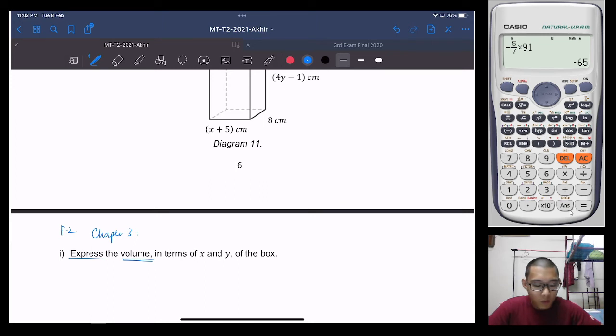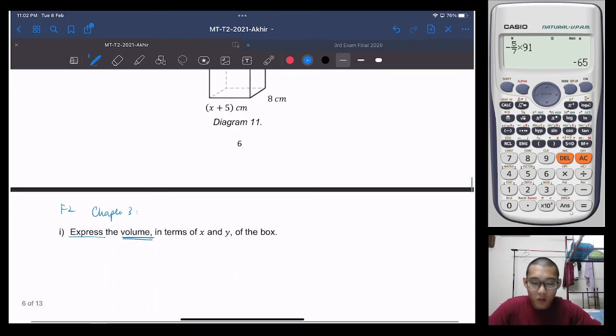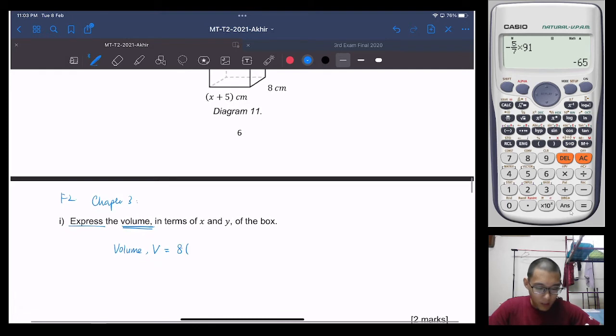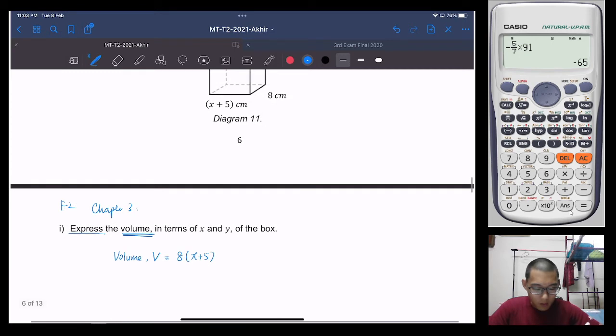That means we need to form a formula. We need to start from the volume, V. You can write down volume equal to V equal to. That means the first thing you need to write down is an equation. We have an equation: V equal to what? In terms of x and y. First, we know that 8, x plus 5, and 4y minus 1.